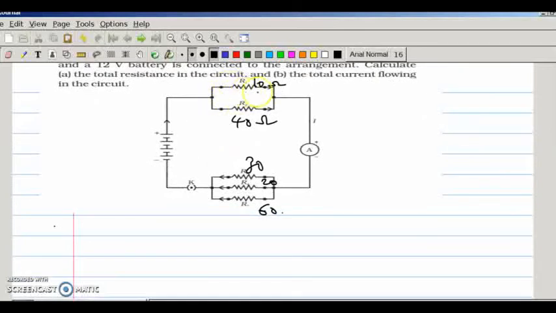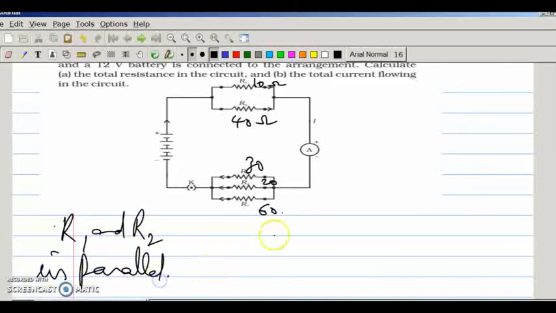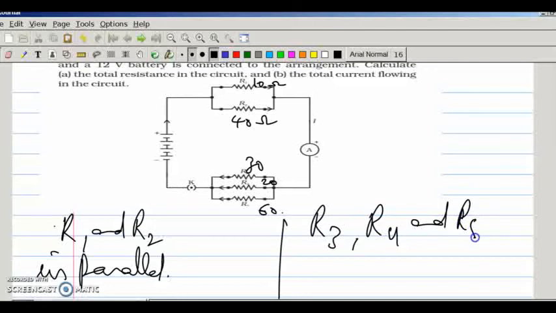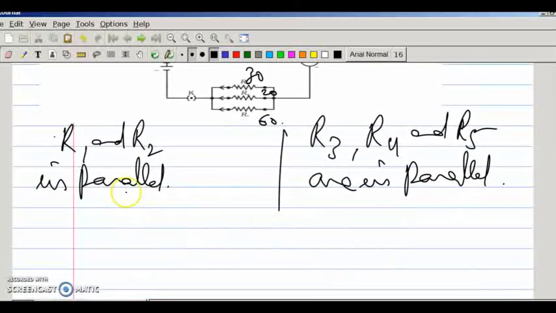When I observe carefully, R1 and R2 are in parallel. Similarly, we have R3, R4, and R5. They are also in parallel connection. So what would be the formula that we have to employ?